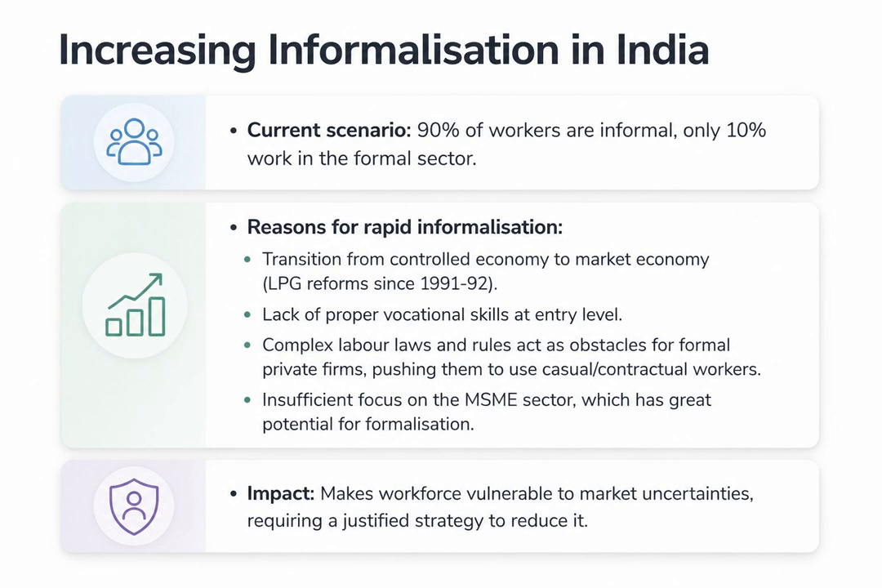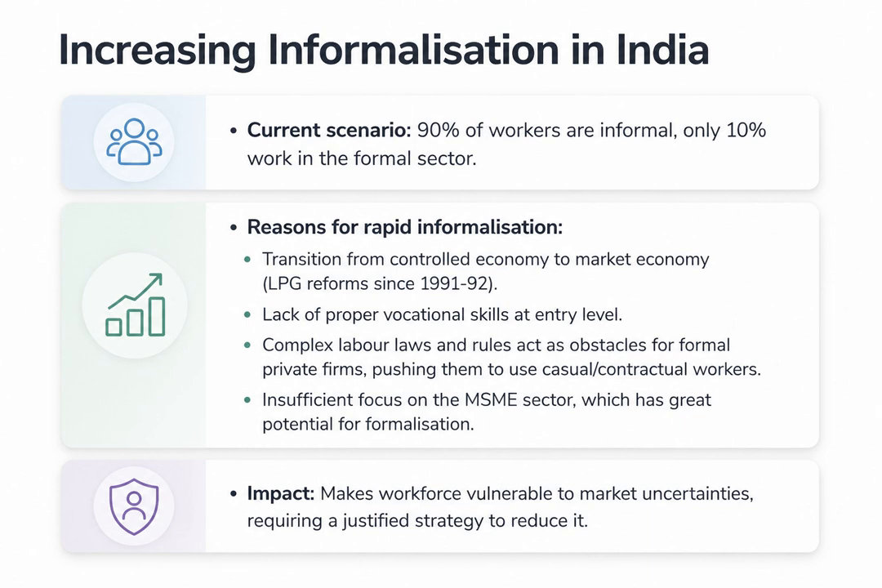Closely linked to casualization is the rapid informalization of the Indian workforce. Today, a staggering 90% of Indian workers are in the informal sector, leaving only 10% with formal job security. This shift accelerated after the 1991 LPG reforms, as the transition to a competitive market economy pushed companies to cut costs. Other factors include a severe lack of entry-level vocational skills and highly complex labor laws. Because compliance is so difficult, many private firms avoid hiring regular employees, opting for contractual workers instead.